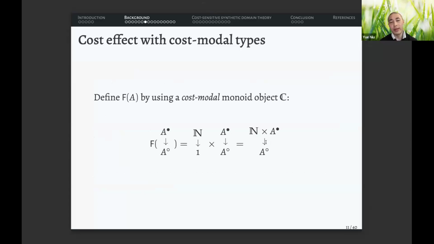Using this idea, we can then say that the abstract cost effect is defined by a cost modal monoid object C in the category of families. For example, we may take C to be the terminal map out of the natural numbers monoid. In this case, we may see that the restriction action of the presheaf quite literally just forgets about the cost component.